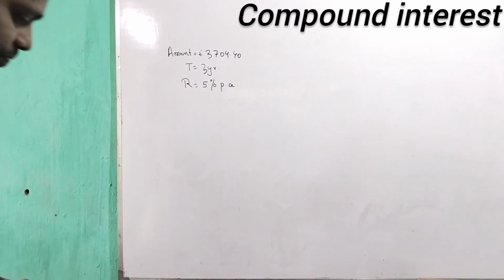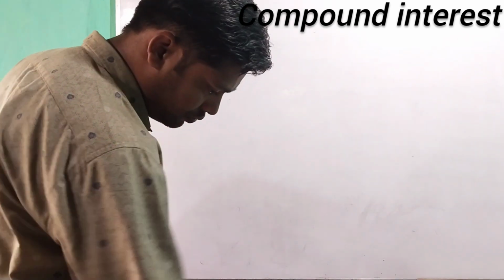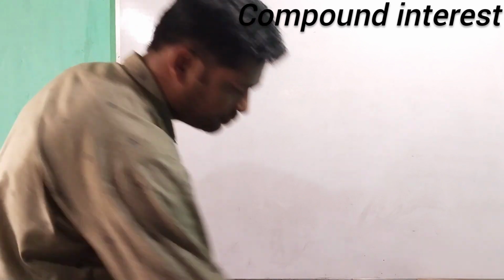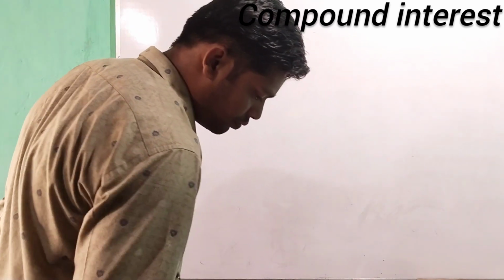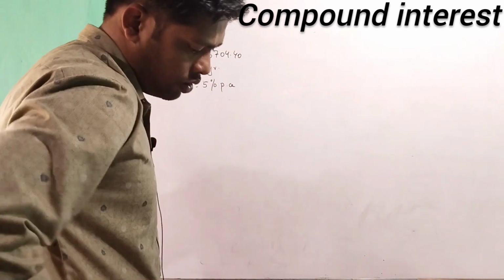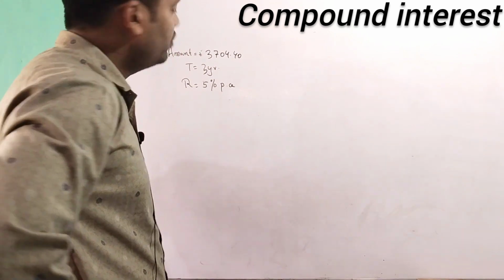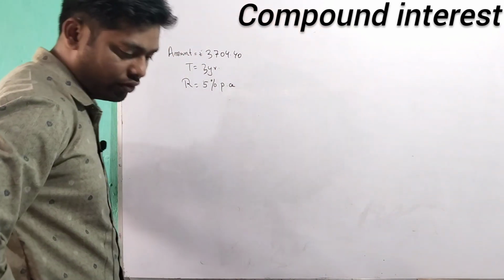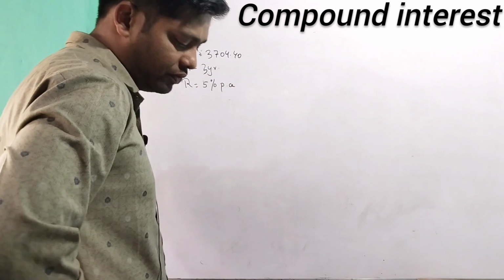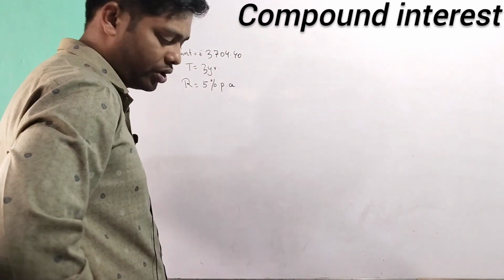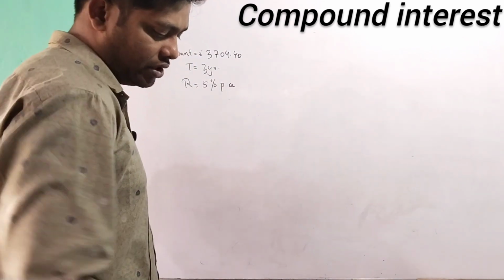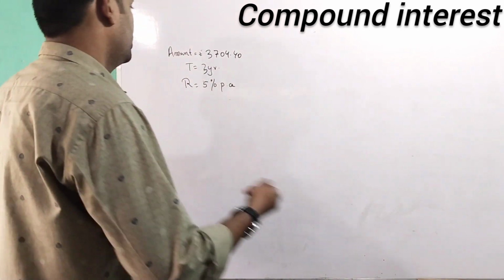Okay, this is the next question. They are saying, what sum of money will amount to 3704.40? Amount means this amount in 3 years, at 5% compound interest. It means we have to find out the principal.